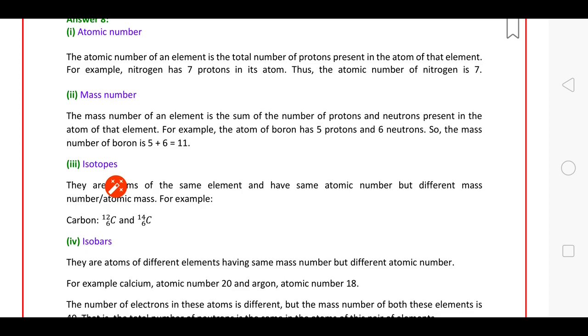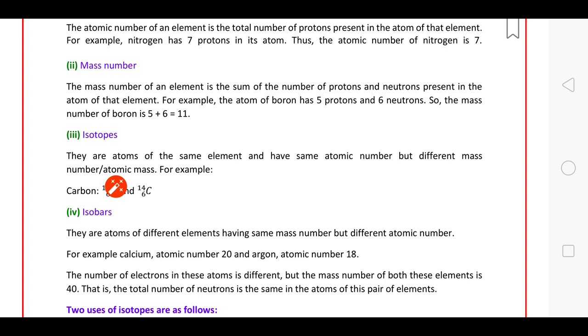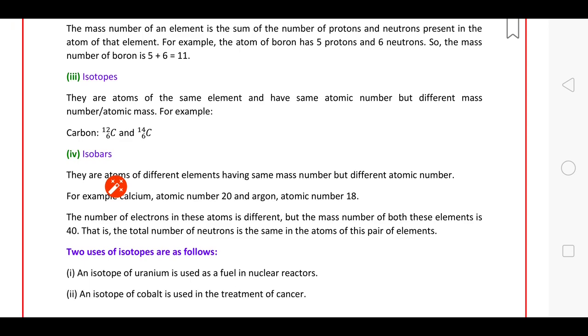What is mass number? The mass number of an element is the sum of the number of protons and neutrons present in the atom of that element. For example, the atom of boron has 5 protons and 6 neutrons, so the mass number of boron is 11. What are isotopes? They are atoms of the same element, right? They have the same atomic number but different mass numbers or atomic mass. For example, carbon-12 and carbon-14. So in these two carbons they have the same atomic number but different masses.